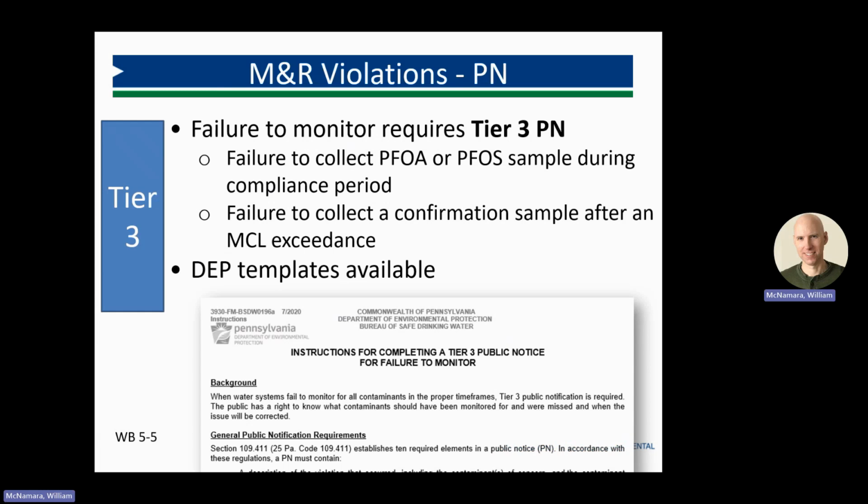And we have templates available for Tier 3 situations as well, the failure to monitor. And those are available again on the e-library or the DEP PN website.